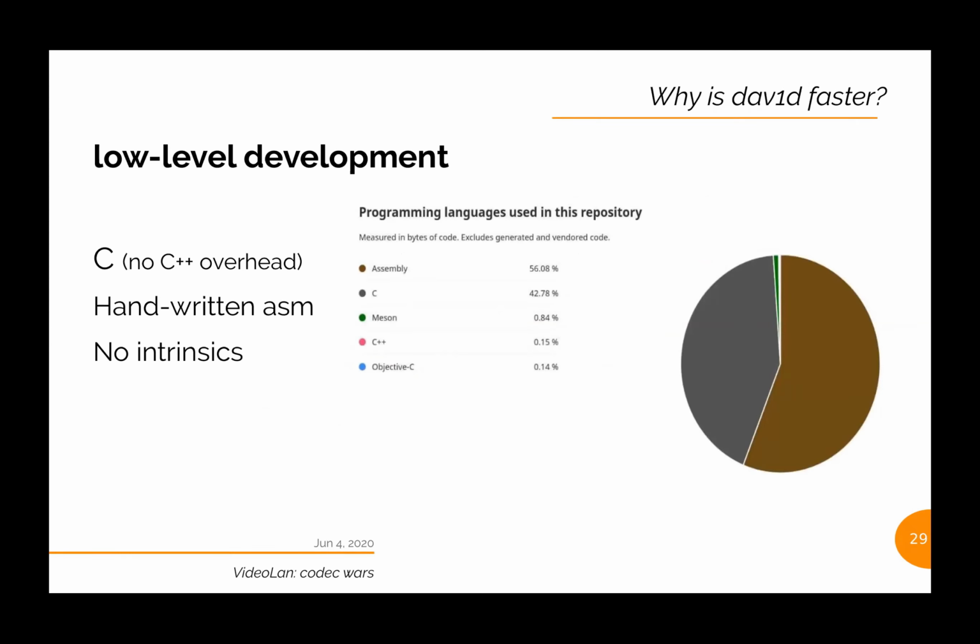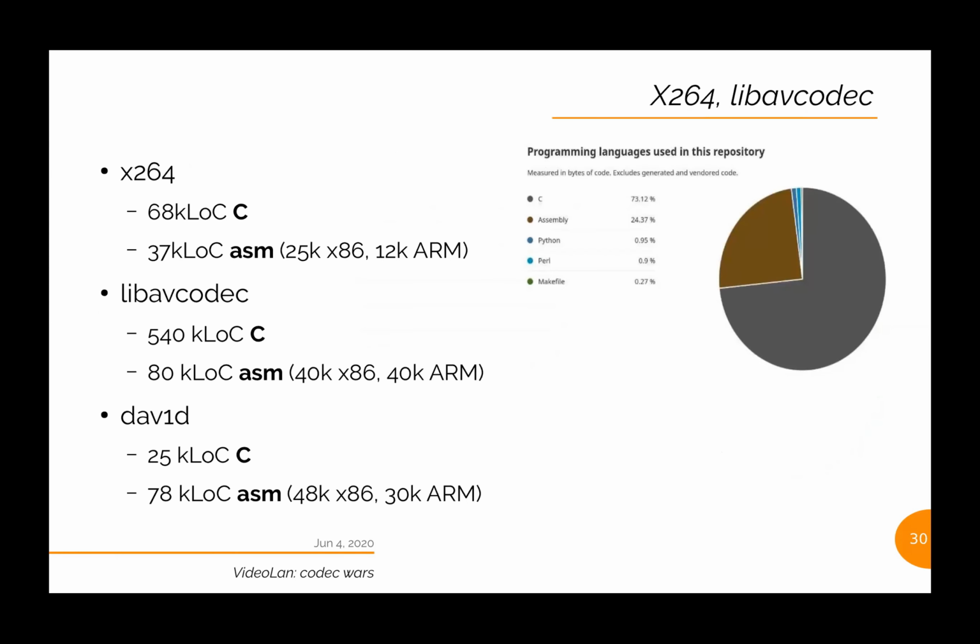Everything is handwritten assembly. Everything is in C, of course, but then rewritten in assembly with no intrinsics. And when you compare to x264 or libavcodec, you see that Dav1d is around 25,000 lines of C, but 80,000 lines of assembly. And that means that there is as much assembly in Dav1d as in the whole FFmpeg libavcodec. That's the cost, right? In order to do a good codec, you need to spend an insane amount of time writing assembly, but that's how you can get a very fast decoder.